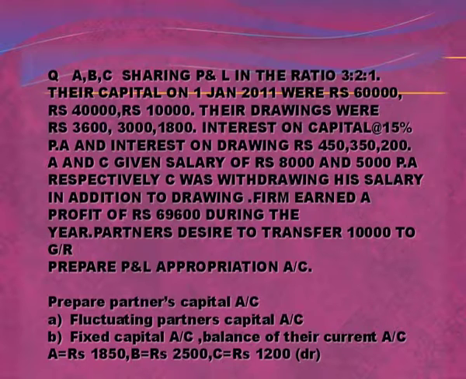Firm earned a profit of rupees 69,600 during the year. Partners desired to transfer 10,000 to general reserve. Prepare P&L appropriation account as well as prepare partners capital account under case 1, fluctuating partners capital account, second, fixed capital account. Under fixed capital account, they have also given the balances of current account for A, B and C. So now let us move to the solution of this question.